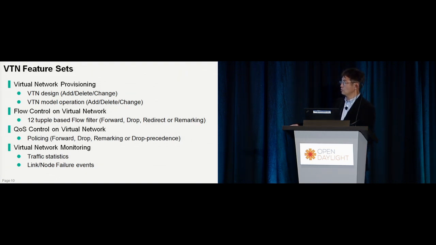First of all, you need to create the 12-tuple-based flow filters. Then define the actions, such as forward, drop, redirect, or remarking. If you use this capability for QoS, you can also specify your QoS policies in order to enable the QoS capabilities. Not only that, we also provide network monitoring capabilities. VTN can provide the traffic status, such as the number of packets or bytes in the network. We also provide the failure status in the network, so link failure or node failure will also be provided using our VTN models.